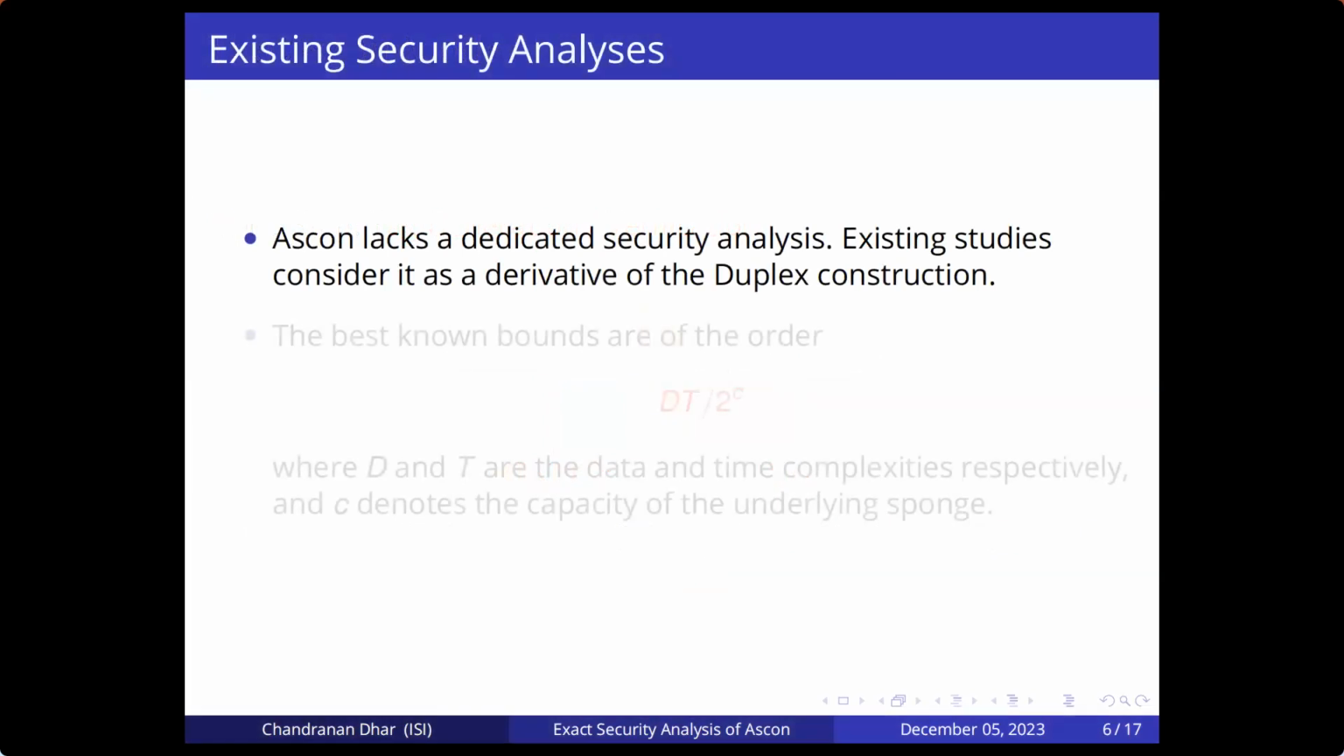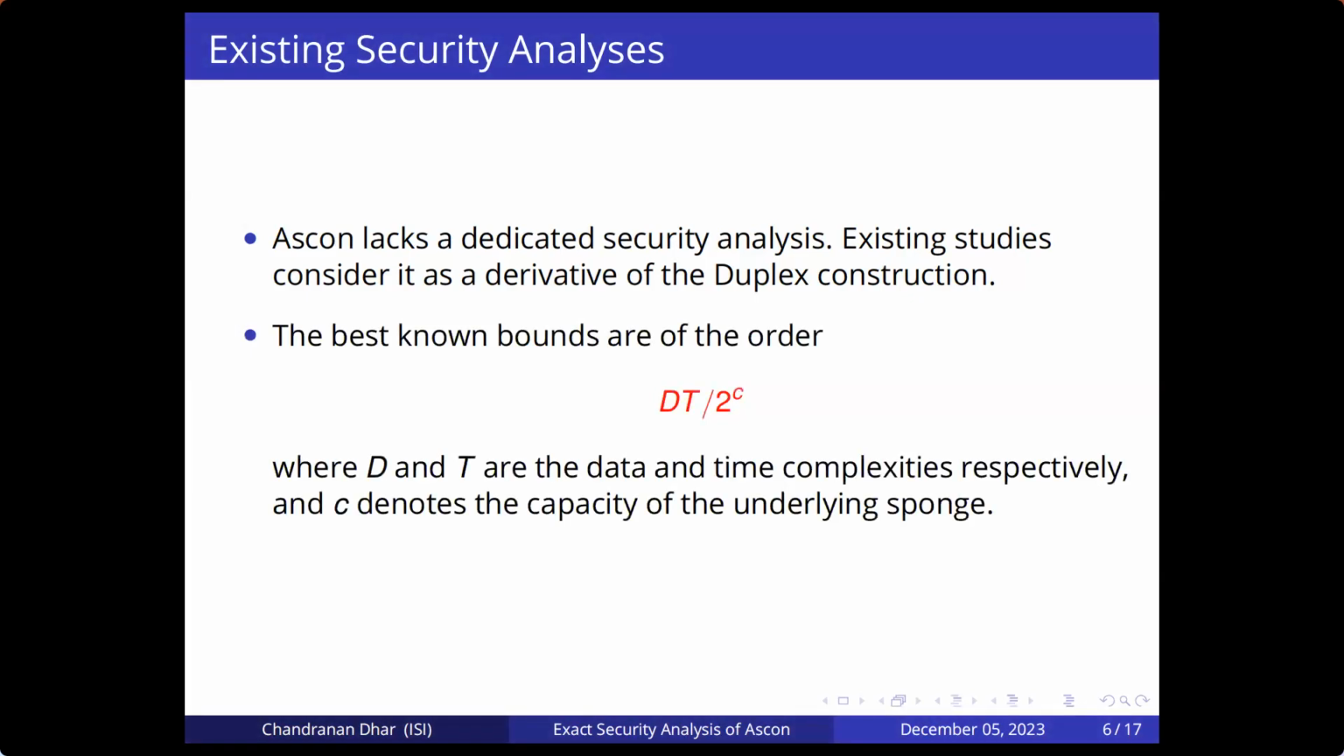Now moving on to the existing security analysis of ASCON. ASCON lacks a dedicated security analysis. Before us, we observed that all existing studies considered it a derivative of the duplex construction, even though it has some key additions. This was not studied in detail in a provable security way; the key additions were only added to stop leakages.